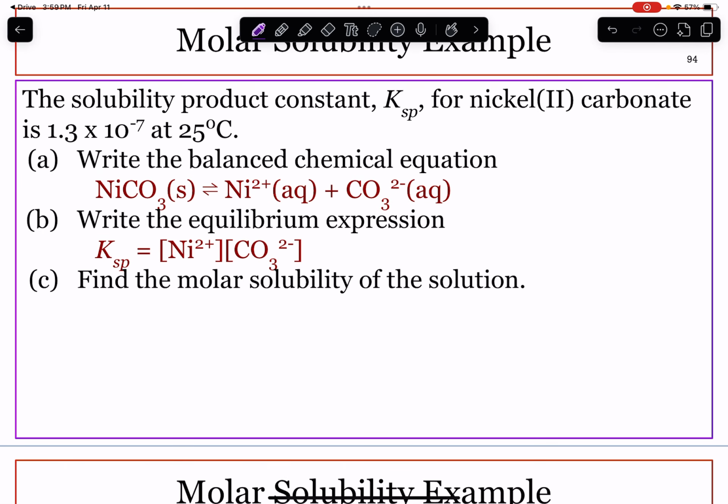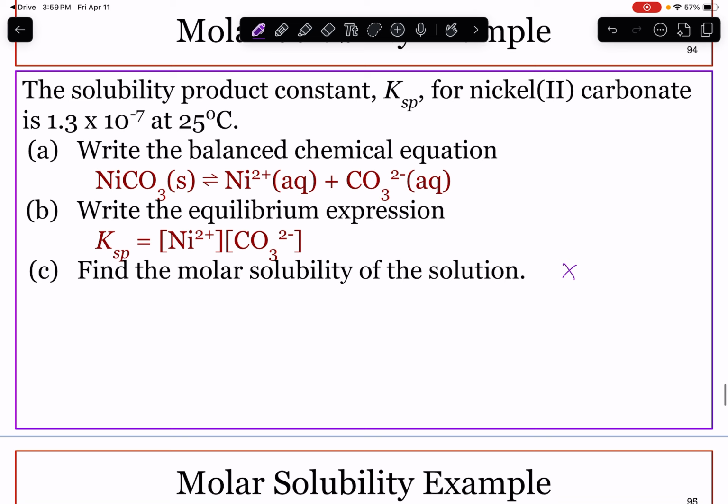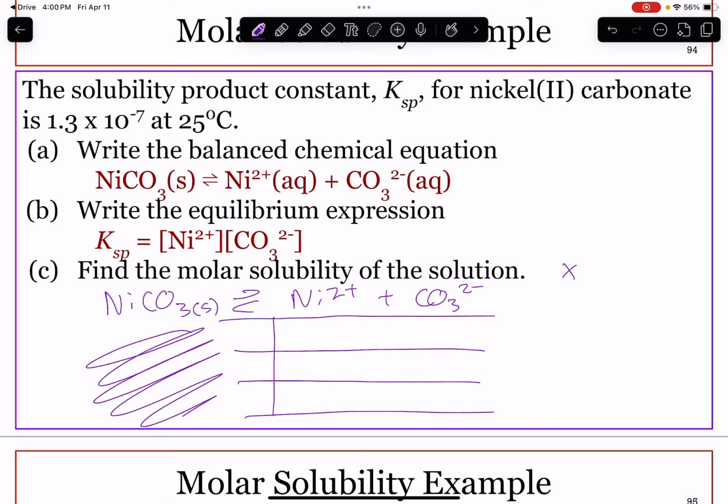Find the molar solubility of the solution. Molar solubility is X from a RICE table, if we were to write out a RICE table. So let's go ahead and do that. We have our reaction. The nickel carbonate solid on the left-hand side is a solid, so we're not going to do anything with it in the RICE table. It's not going to be plugged into our expression, so we don't care what the value is.